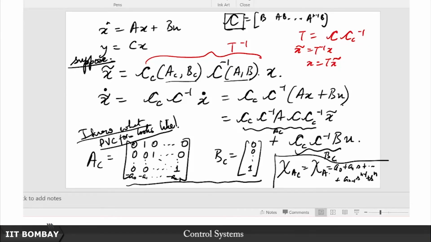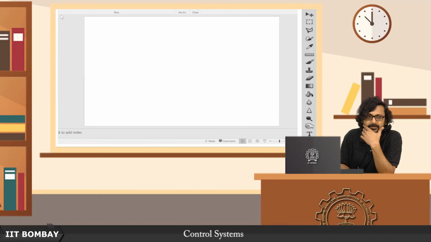Of course we have not yet talked about observability, so you might say hang on, there might be cancellation, maybe because you have realized it in the controllable form, it is not visible. Well, we will revisit that, but for the time being at least you can see that even if you do not get this characteristic polynomial from G, at least for your particular realization you know what chi of A is, and once you know chi of A, you know precisely what A_C and B_C are going to look like.